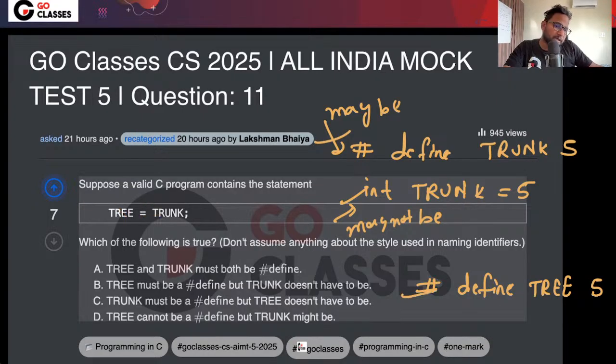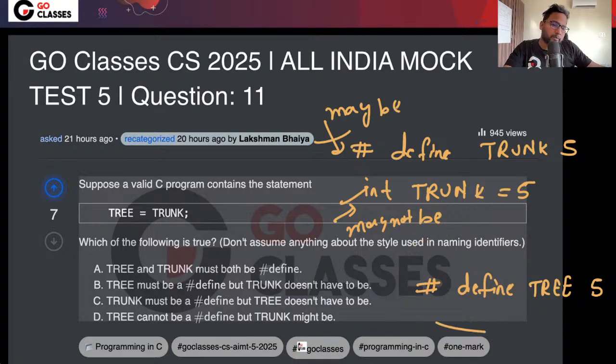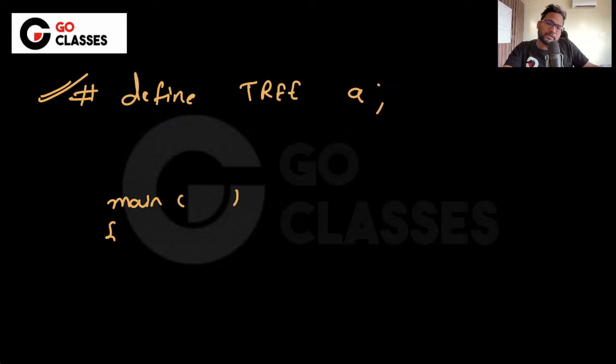Generally we use hash define for constants only, but it turns out that we can use hash define for variables also. Although we don't usually, suppose we say hash define tree a. This is also legal. Suppose there is a main function, and in the main function there is some variable int a, and instead of a equal to 100, or whatever, this is also fine.